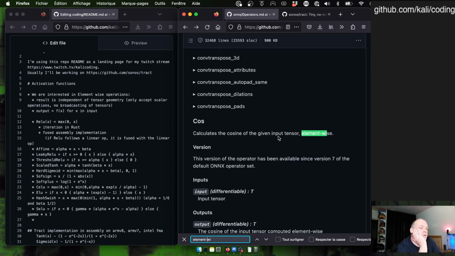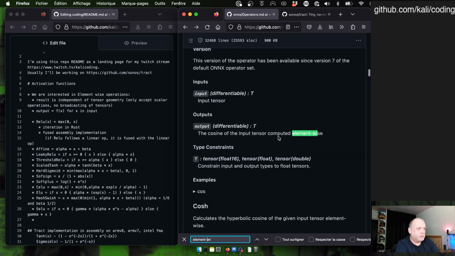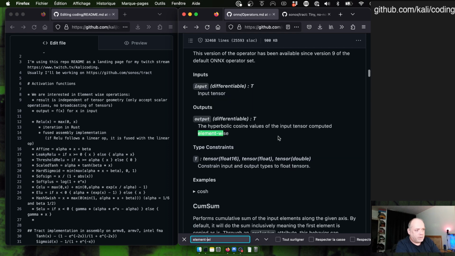Cos, trigonometric. So trigonometric functions could benefit from a vectorized evaluator. Once again, I don't know exactly how good the Rust plus LLVM compiler is. That's also something I would like to try at some point in this process. But trigonometric functions are not super interesting in neural net context, except for tanh, hyperbolic tangent. Okay, cosh.